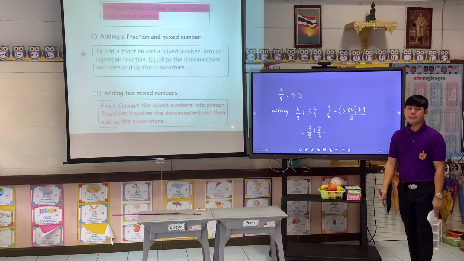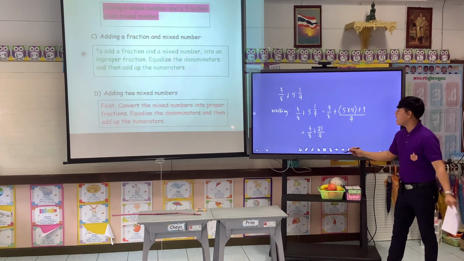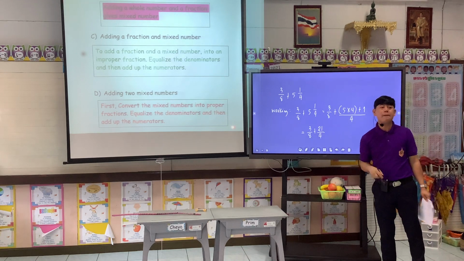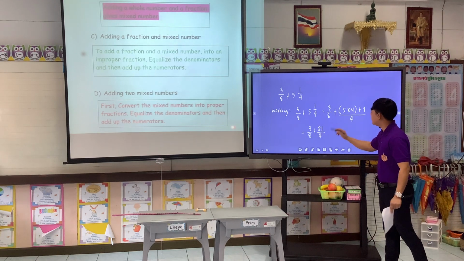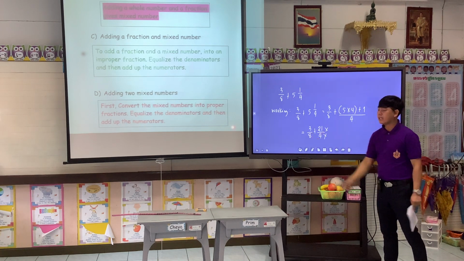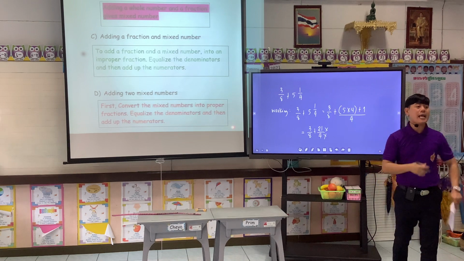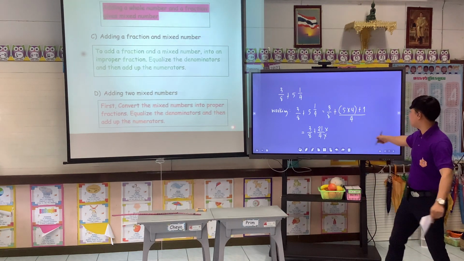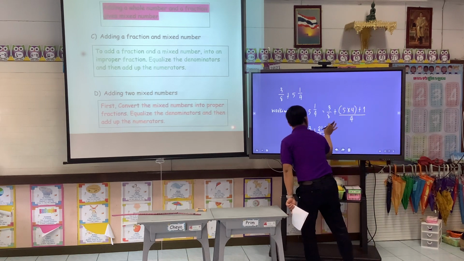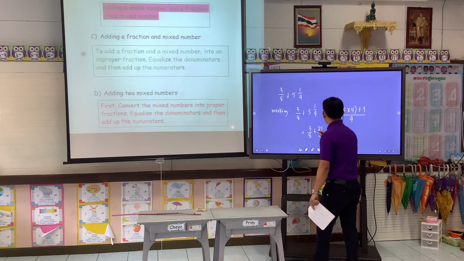21/4. But we have a problem because the denominators are different, not the same. So we can find numbers that can be multiplied by 4 to equalize it with 8. Sorry, I will write it again. It's not good. Okay, so what number?